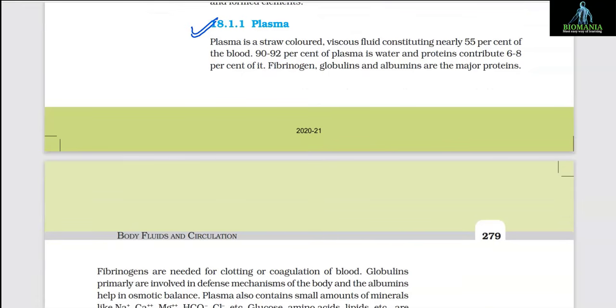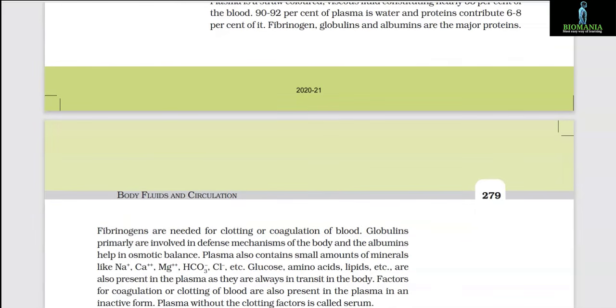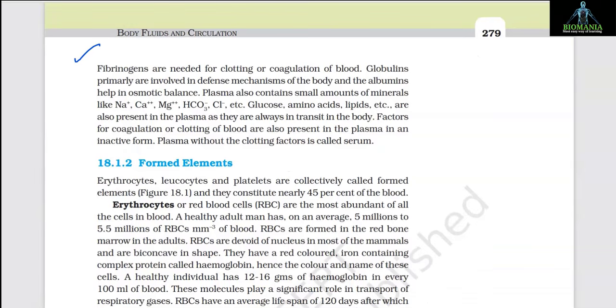18.1.1 Plasma. Plasma is a straw-colored viscous fluid constituting nearly 55% of the blood. 90 to 92% of plasma is water and proteins contribute 6 to 8% of it. Fibrinogen, globulins and albumins are the major proteins. Fibrinogens are needed for clotting or coagulation of blood. Globulins primarily are involved in defense mechanisms of the body, and the albumins help in osmotic balance.